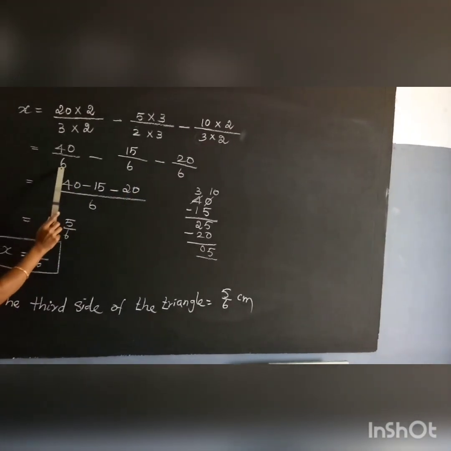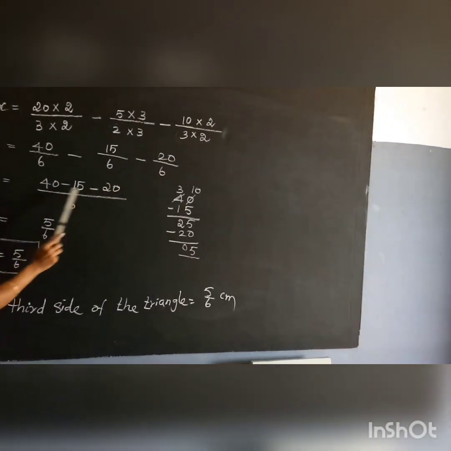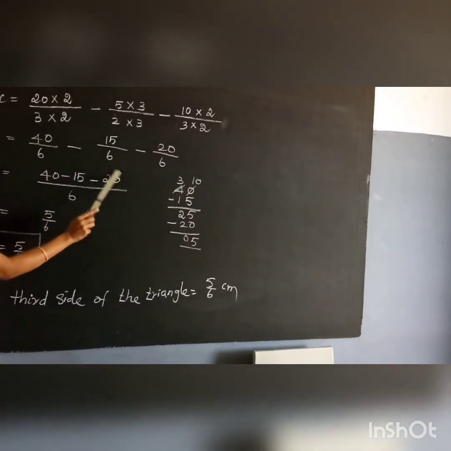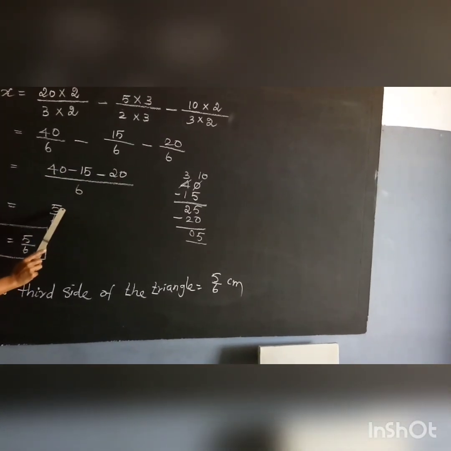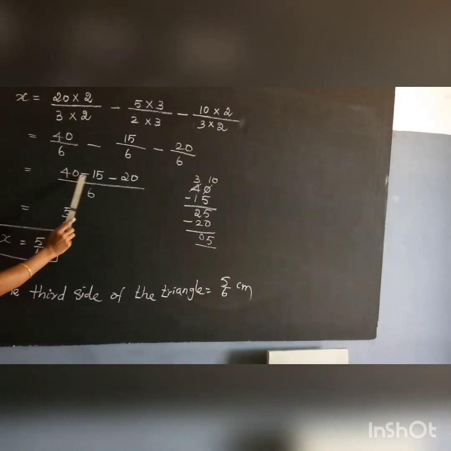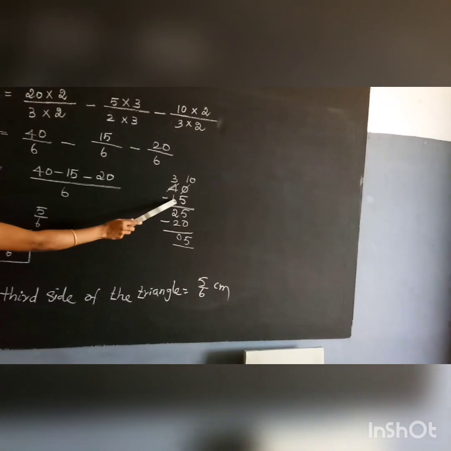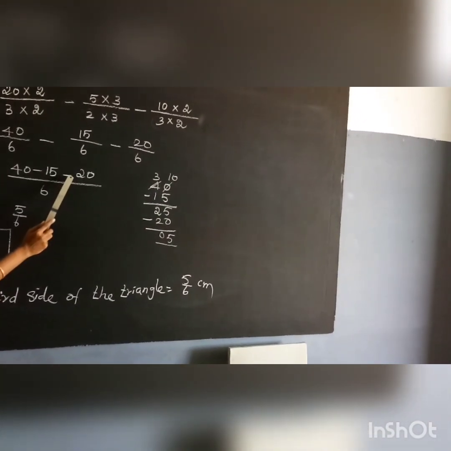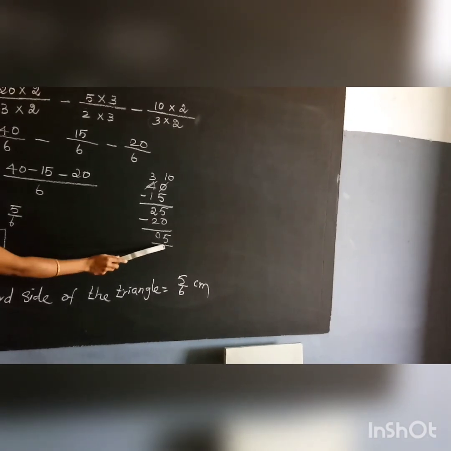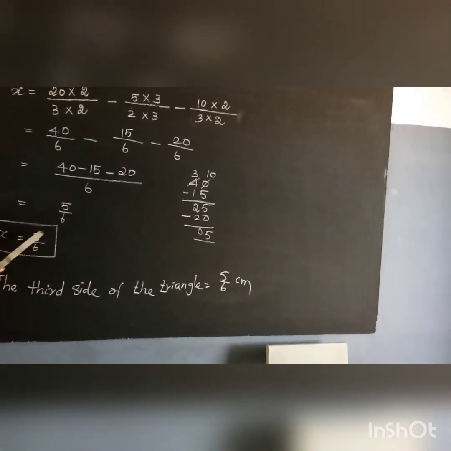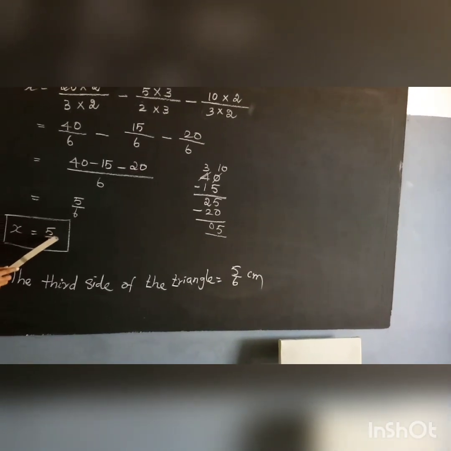And then see the denominators are all the same, so we take the common denominator 6, and then we subtract the numerators and get the answer 5 divided by 6. How do you subtract? First you take 40 minus 15 and get the answer, and then you subtract 20 and get the answer. Final answer is 5 is the numerator and the denominator is 6. So x value equal to 5 by 6.